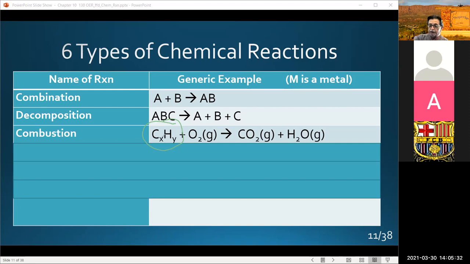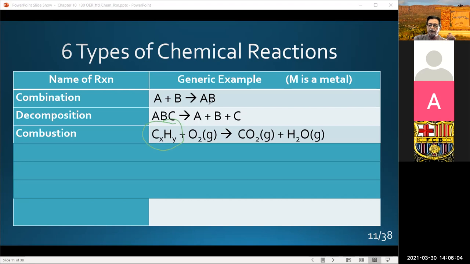X represents a number. The smallest number X is 1, and the smallest number of Y, subscript Y, is 4. So CH4 is the smallest hydrocarbon we're aware of, and that's called methane. You can vary it and get higher ones. The next ones are things like butane, propane, nothing but carbon and hydrogen compounds.